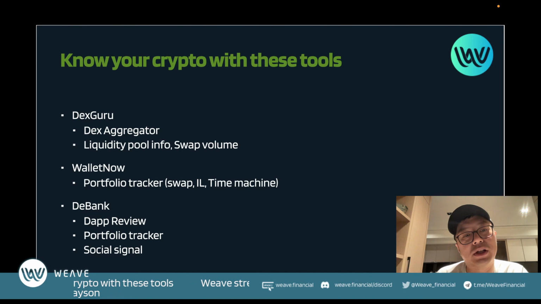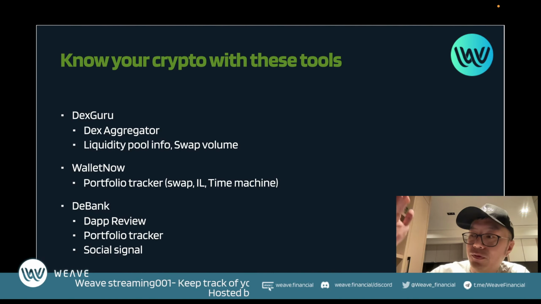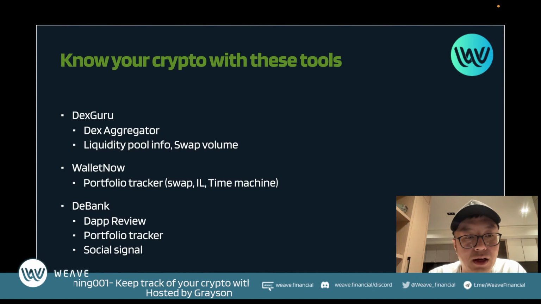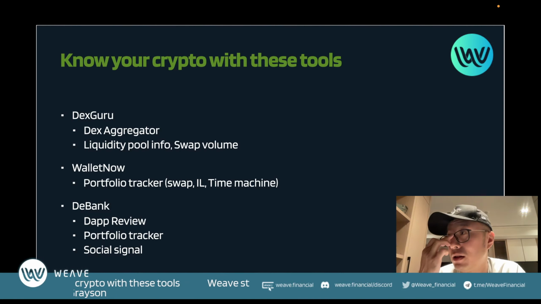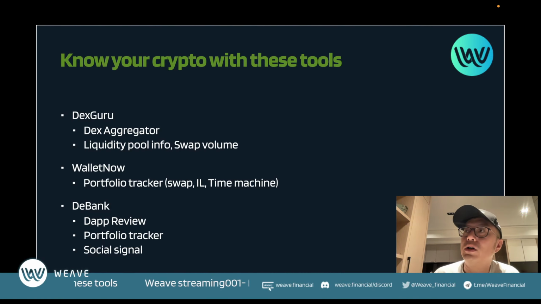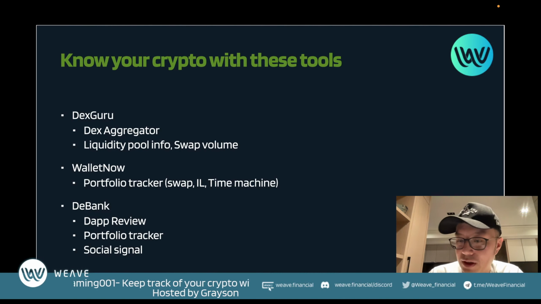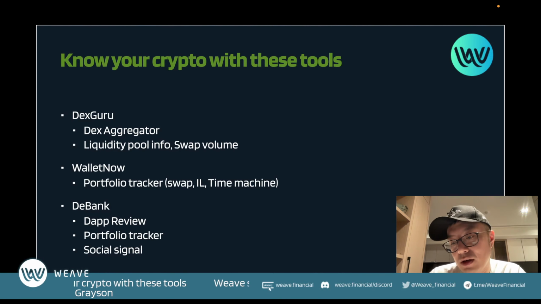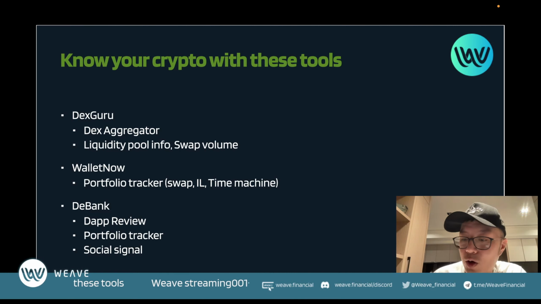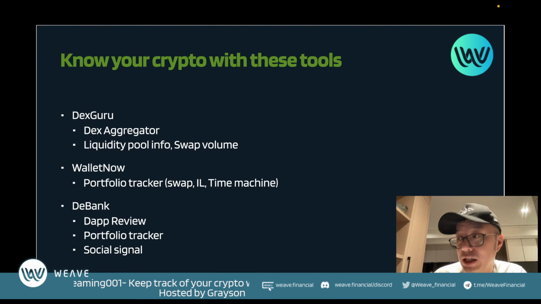The third one we're going to introduce is the dApp called Debank. Debank has shortlisted a few dApps, and the important thing is that you can also track your portfolio there. Debank supports a wider range of blockchains, so if you're a new user, definitely try to monitor your portfolio there. They're also offering a social signal tracking function, which is quite interesting, but it's just getting started.